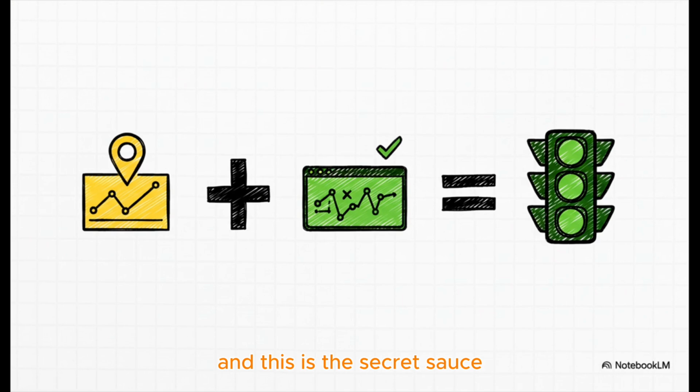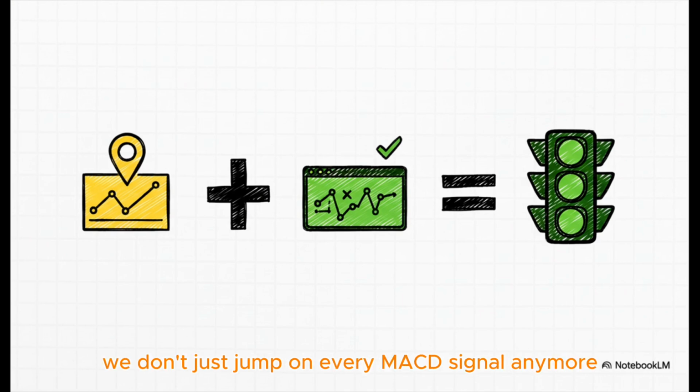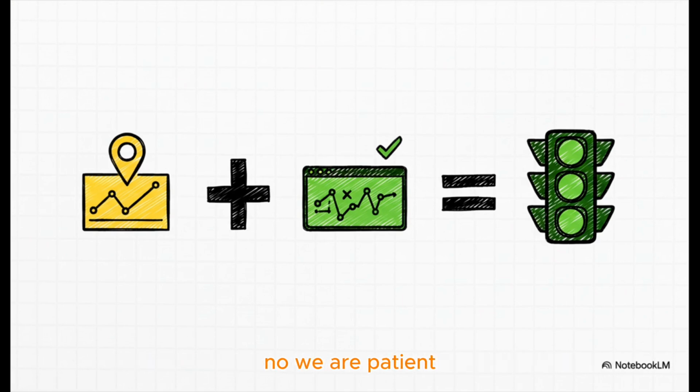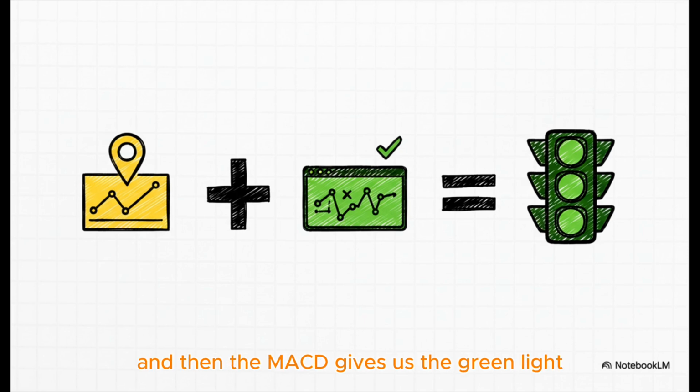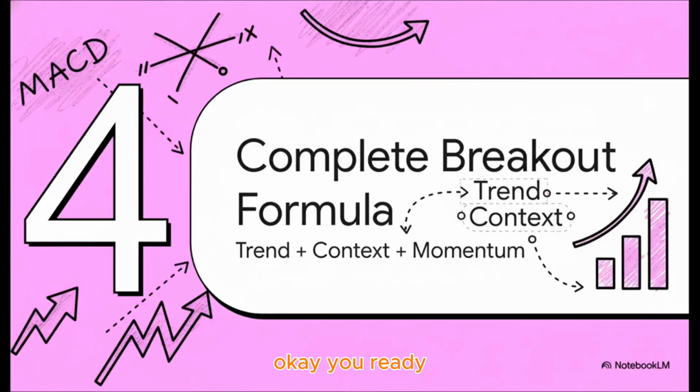And this is the secret sauce. We don't just jump on every MACD signal anymore. No, we are patient. We wait for the price to come to us, to come to one of our key levels. The level gives us the location, and then the MACD gives us the green light. Location first, signal second.